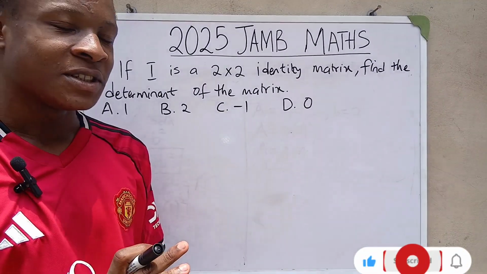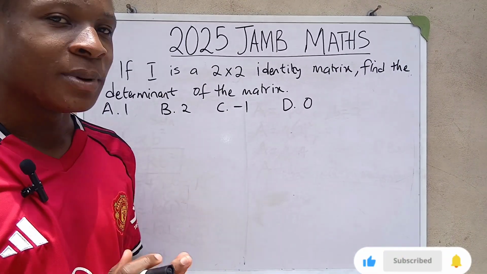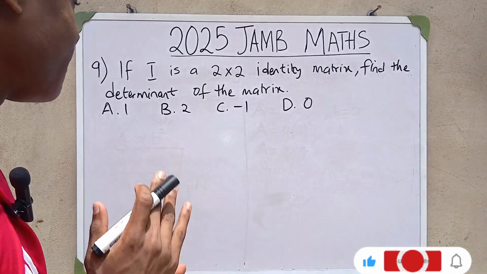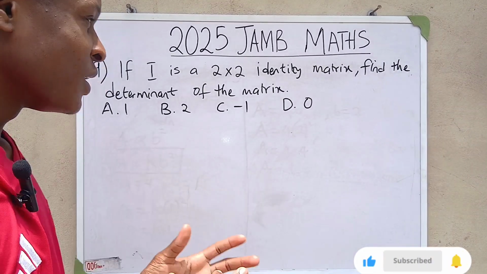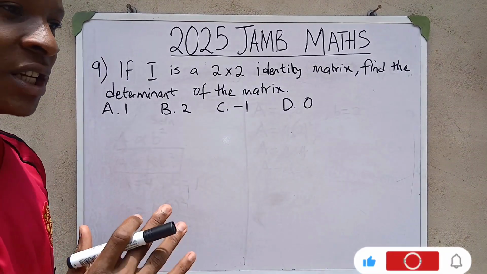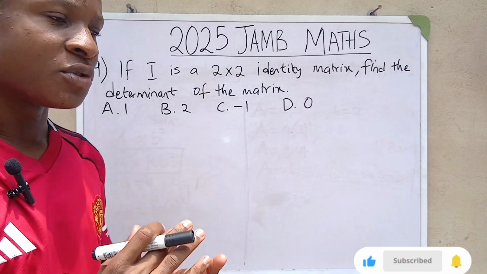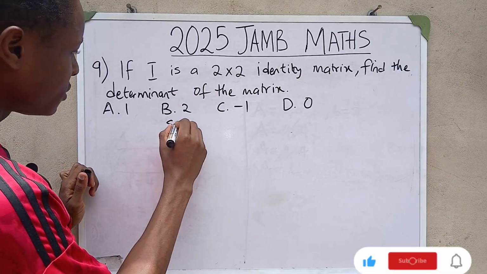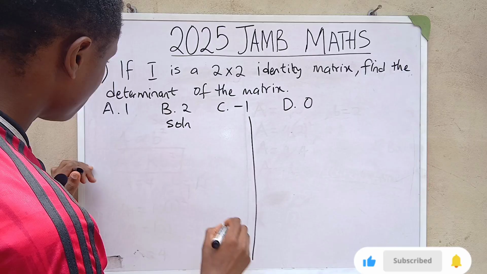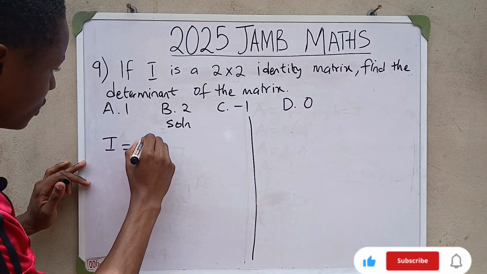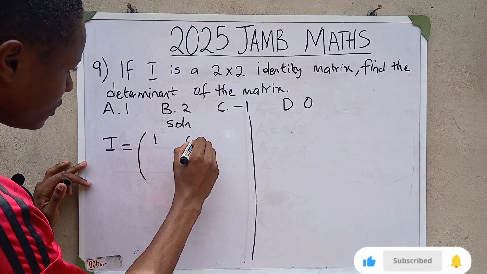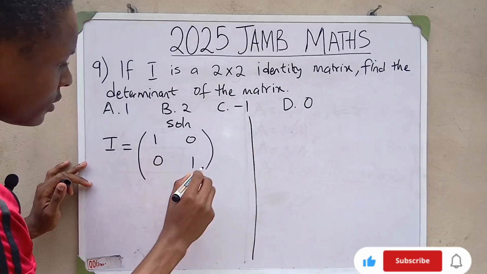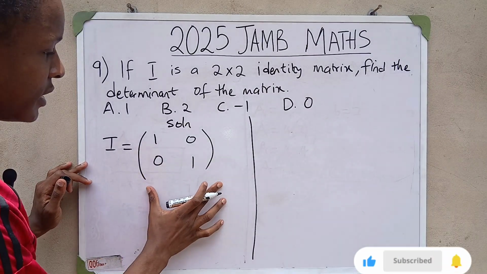So the ninth question says, if I is a 2 by 2 identity matrix, find the determinant of the matrix. So how does a 2 by 2 identity matrix look? For a 2 by 2 identity matrix, we have I is equal to 1, 0, 0, 1. So this is a 2 by 2 identity matrix.